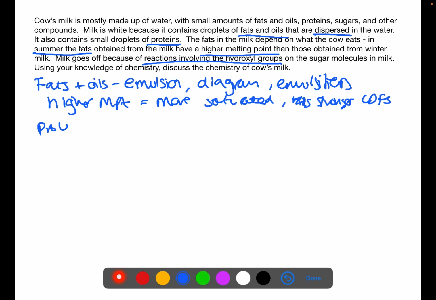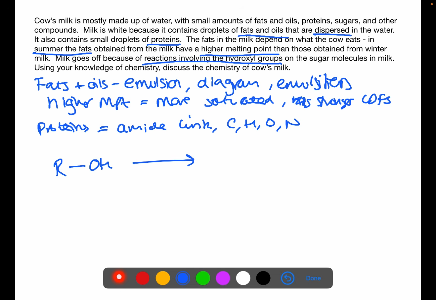We've got a mention of proteins. So you could show what an amide link looks like, the elements involved. And then we also have a mention of milk going off because of reactions involving the hydroxyl groups. So this would be where the hydroxyl group, if we just represent the rest of the sugar as R, so we've got R-OH, is reacting with oxygen and it's going to create a carboxylic acid. So that's what's happening when it goes off.